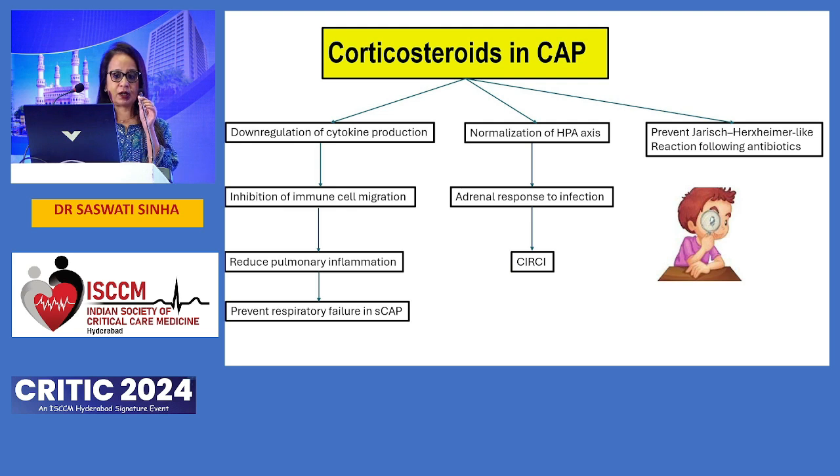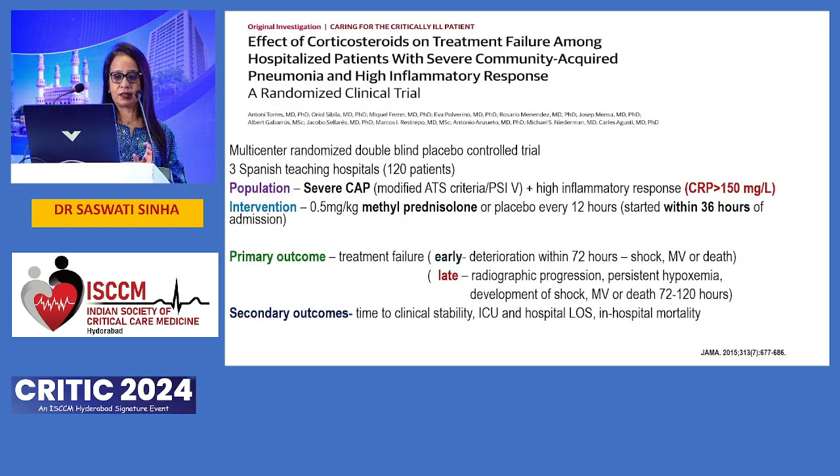So what could be the possibilities of how corticosteroids might have an effect in community-acquired pneumonia? The proposed mechanisms are they can downregulate the cytokine production, thereby inhibiting the immune cell migration, reduce the inflammation at the lung level, and prevent respiratory failure in severe CAP. Some propose that the corticosteroids might act like they act in septic shock by regulating the adrenal response to infection. And there are certain proponents who say that it prevents a Jarisch-Herxheimer-like reaction when there is a microbial load and probably tries to reduce the amount of inflammation. However, the exact mechanism is still unclear.